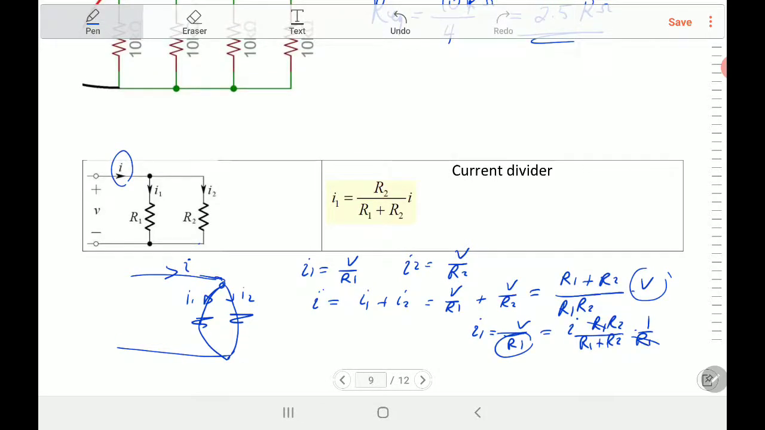So let me say it in a simple way. If you want to find I1, you multiply the total current I by the other resistance, which is R2, divided by the sum. And if you want I2, you take the total current times the other resistance, R1, on the top, divided by the total R1 plus R2. So this is the way that you remember: for I1, you multiply the other resistance by the total current divided by the sum.